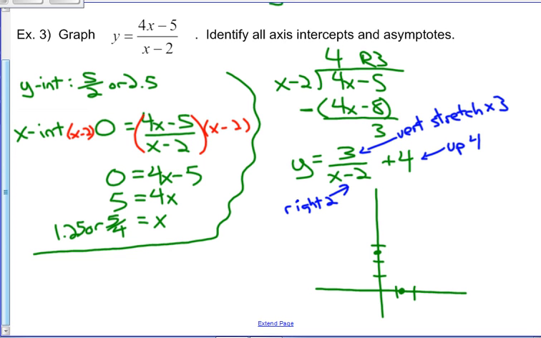Okay, let's put in those asymptotes then. If it moved to the right 2, it now has an asymptote at x equals 2. If it moved up 4, that means it now has a horizontal asymptote at y equals 4. And those are really important for these types of graphs. That's what we hang the whole thing on.